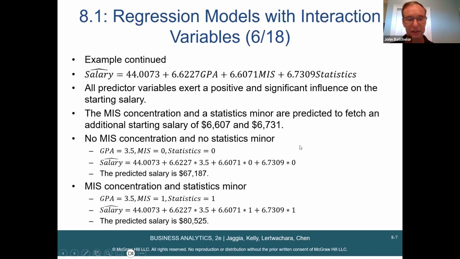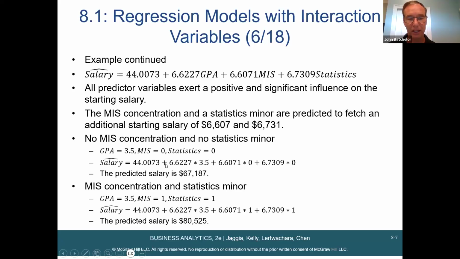So how do we estimate this stuff out? If we're using a GPA of 3.5 with no MIS concentration and no statistics minor, we would just take the regression equation we have right here. Remember earlier we had the intercept, B0 plus B1 X1, and so forth. Well, this is just putting numbers to that.